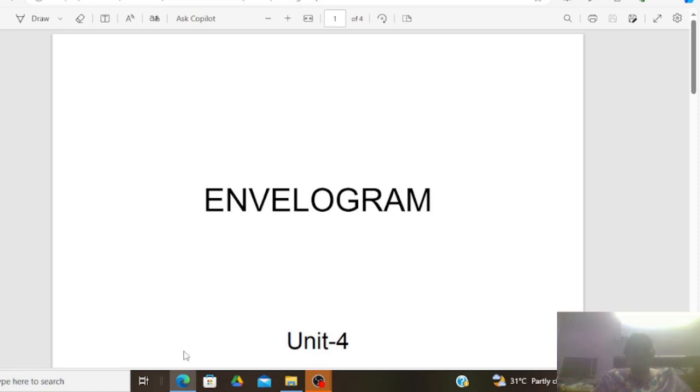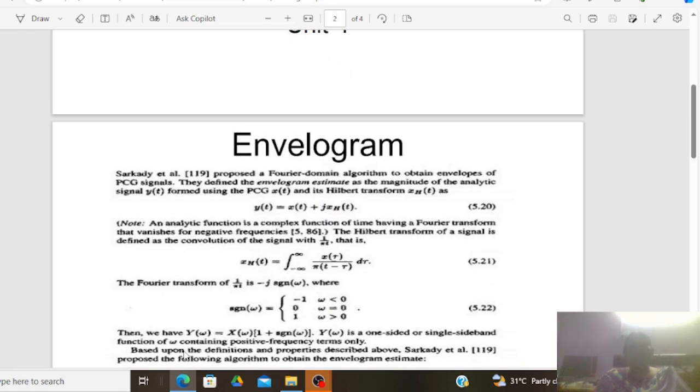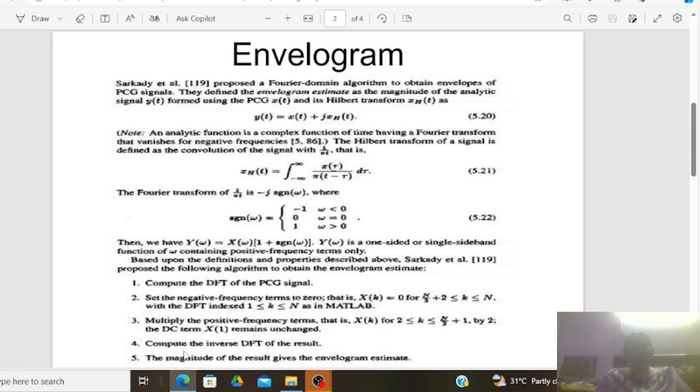We are going to study the topic called envelogram. This envelogram is mainly used for analyzing the PCG signal. PCG means phonocardiogram signal. For analyzing the PCG signal, we are going to study this envelogram. The PCG signal is a study of the sound of the heart. Okay, that is the PCG signal.